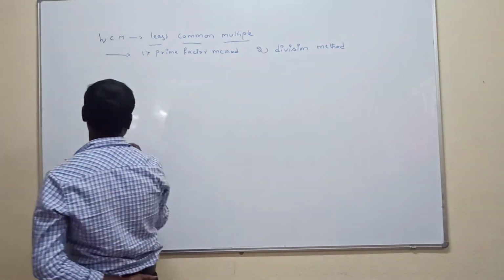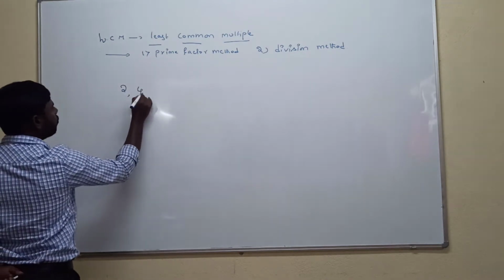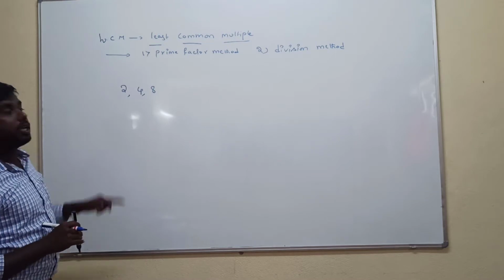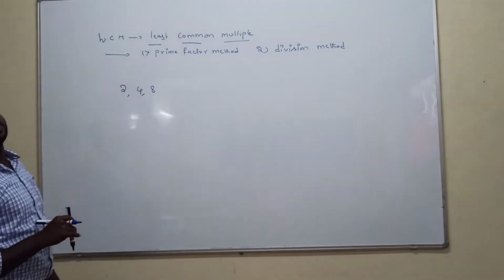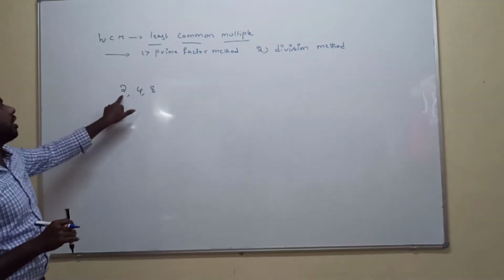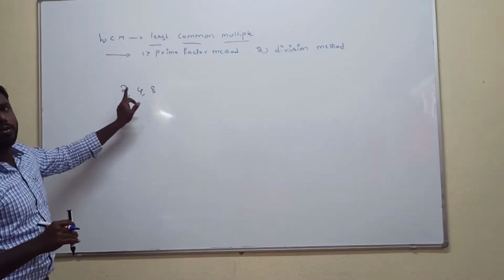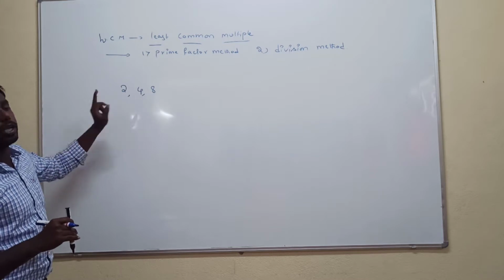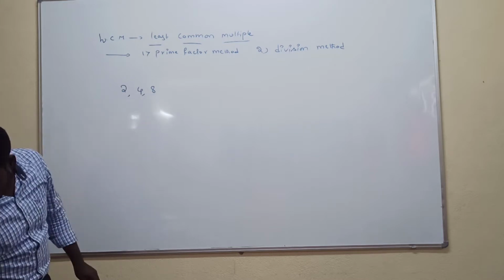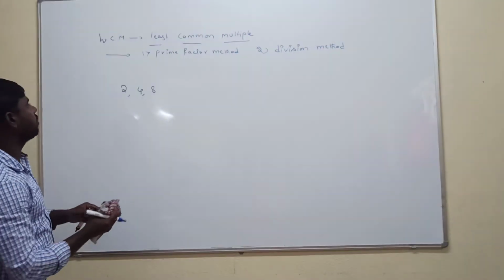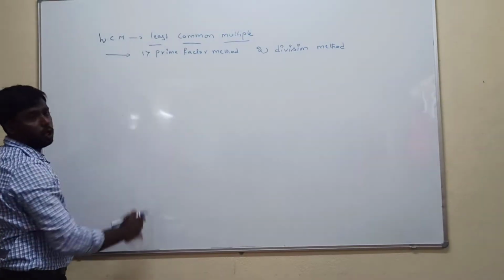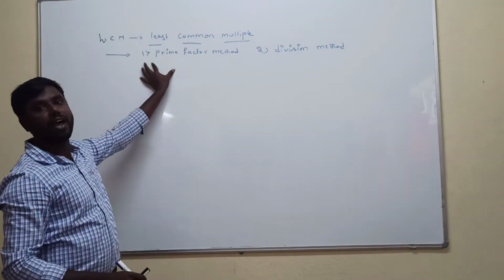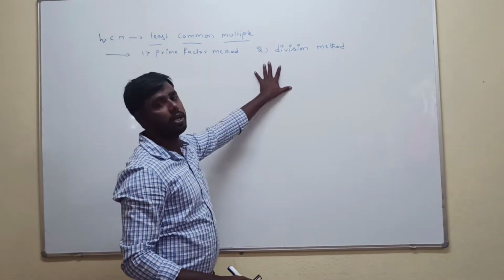A normal example is 4, 4, 8. The least number here is 2, which is exactly divisible by each one of the given numbers. It is called LCM. Next, there are two methods of solving LCM. The first one is the prime factor method. The second one is the division method.